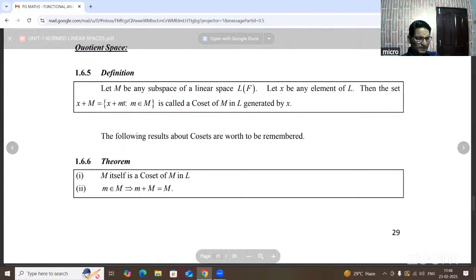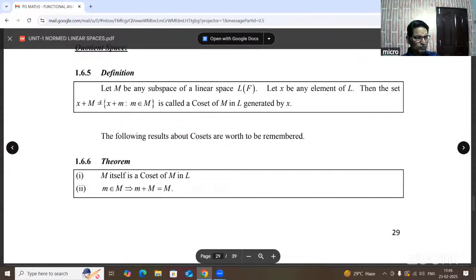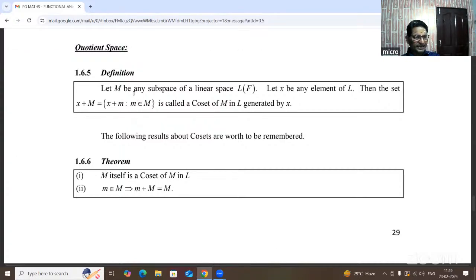So x plus capital M equals the set of x plus small m, where small m belongs to capital M. This is called the coset element. The coset of a subset of the linear space is generated by the element x. Here x is the generator, so the coset element is x plus small m.